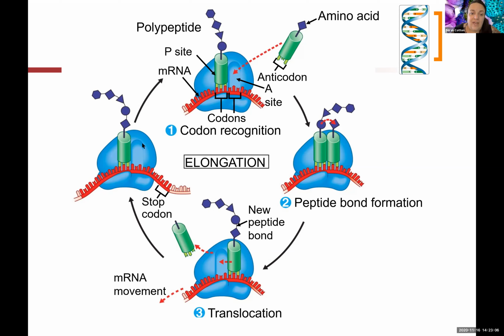So now this spot is open again, because this whole thing got scooted down. So guess what? Now a new tRNA comes in, sits there. Then this binds to that. Now that's empty, so it gets kicked out. Everything scoots. Open space, we keep going.